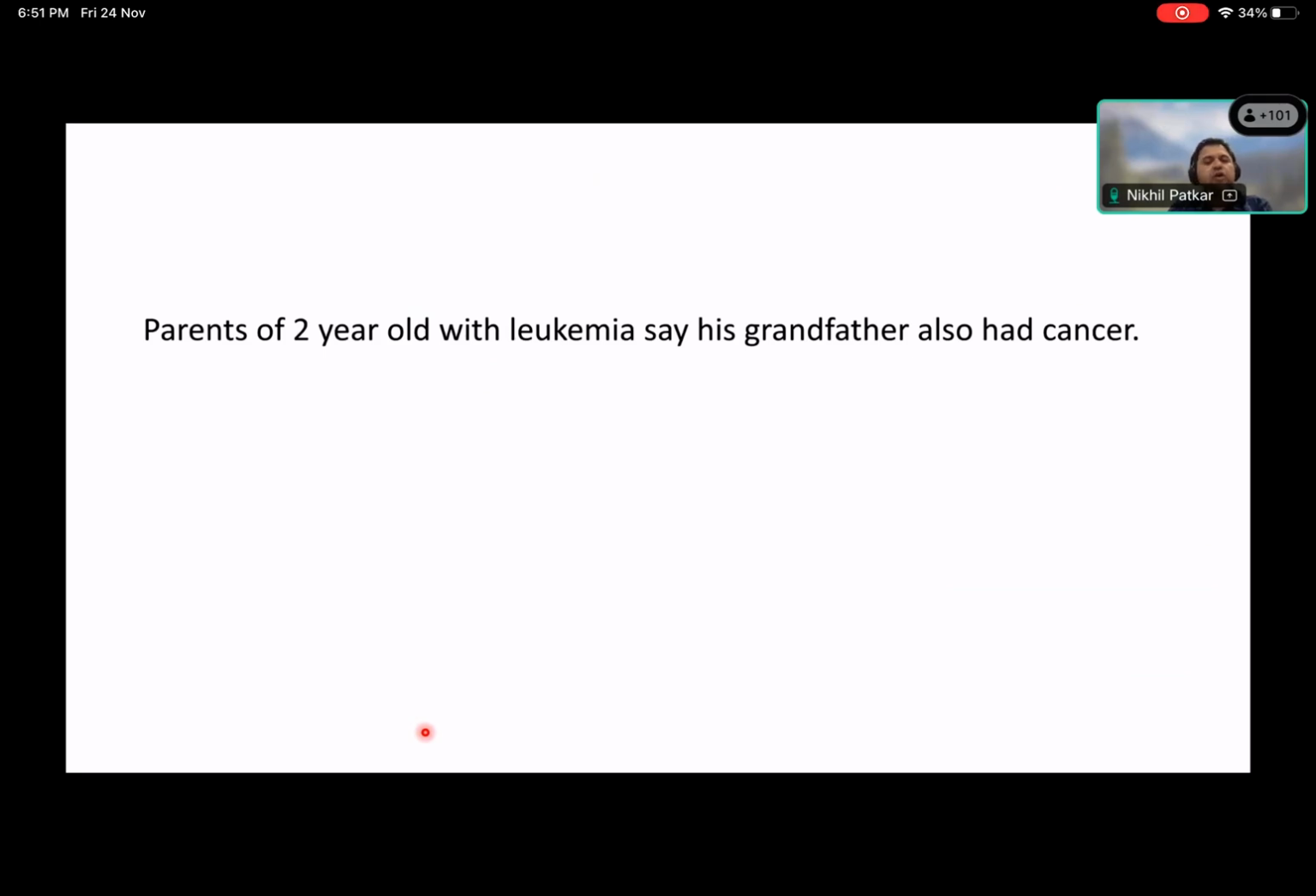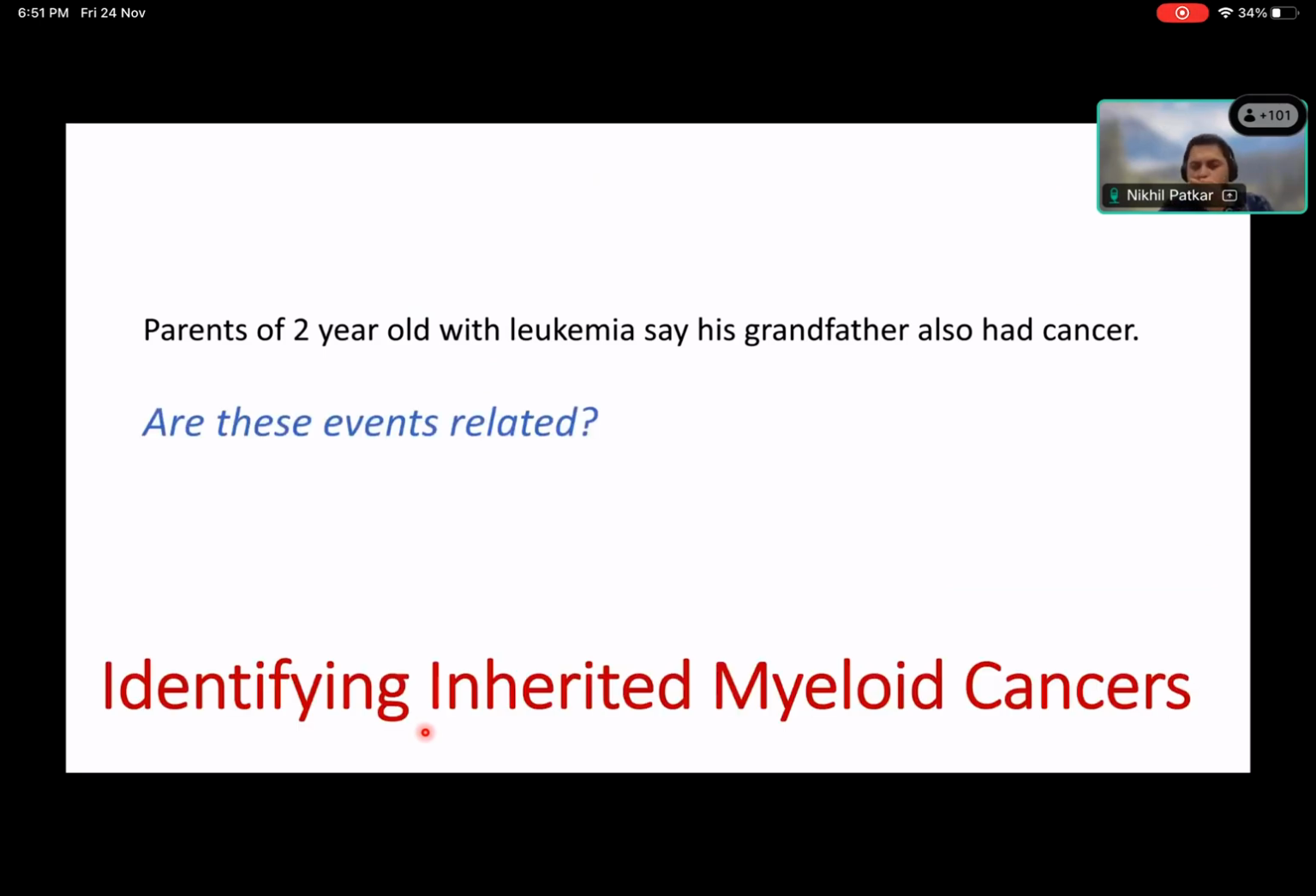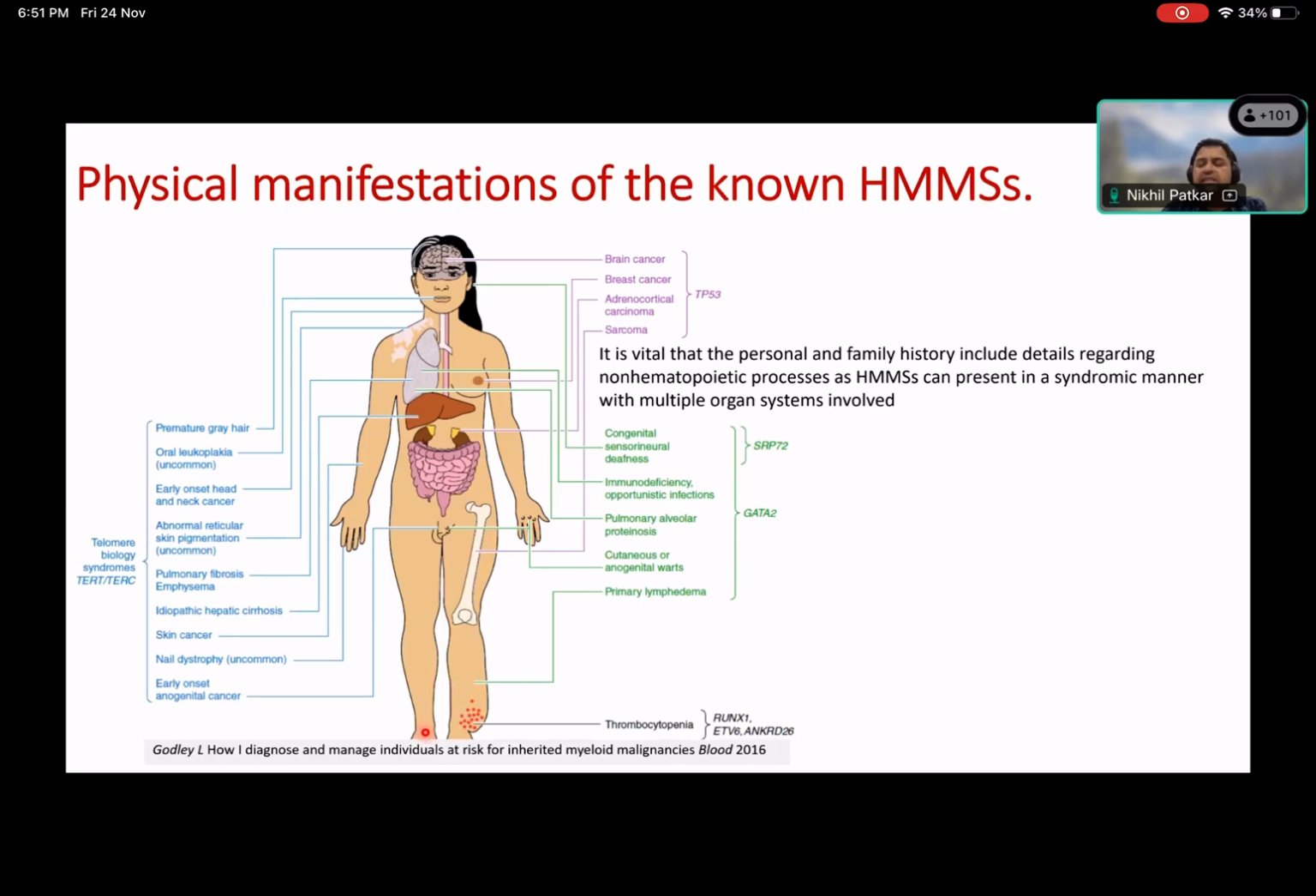So the last example that I'm going to talk about is a 2-year-old with leukemia who says that his grandfather also had cancer. Are these events related? So one of the uses of molecular testing is identifying inherited myeloid cancers. This is a newly recognized entity by the WHO known as hereditary myeloid malignancy syndromes, wherein patients have mutations in certain genes such as TP53 or GATA2 or RUNX1, ETV6 with a variety of different presentations with different cancers or with recurrent infections or with cutaneous warts or with other syndromes, and these are known as HMS or hereditary myeloid malignancy syndrome.